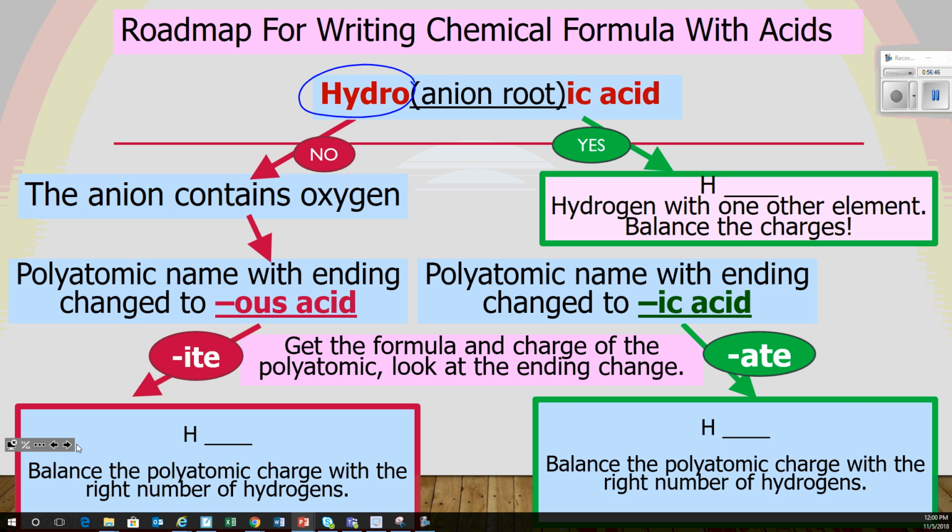If it ended in ick, there was supposed to be one more arrow that went over there. There it is. If it ended in an ick ending, then it was an ate polyatomic, and I change the ending to ate and go looking for that polyatomic, find the charge and the formula, and put it with a hydrogen and balance out the charge.